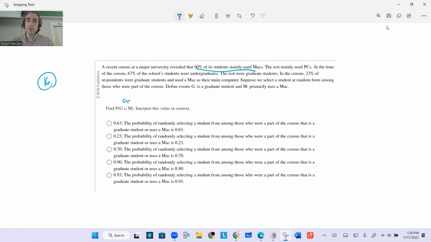So the first thing we want to know is, what's the probability of a graduate student? Well, we don't have that because this is undergrad. So to get the graduate students, we're going to do 1 minus 0.67. And that's going to be 0.33. But then the probability of M, uses a Mac, we actually do have that. 60% of its students use the Mac. So that's going to be M right there.